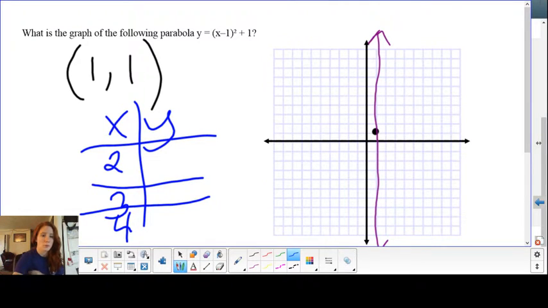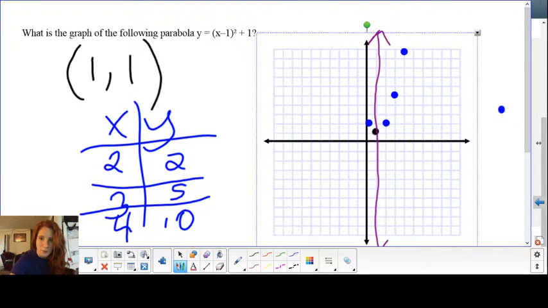So when I plug in 2, I get 2 minus 1, which is 1. 1 squared is 1. 1 plus 1 is 2. When I plug in 3, I get 3 minus 1 is 2. 2 squared is 4. 4 plus 1 is 5. When I plug in 4, I get 4 minus 1 is 3. 3 squared is 9. 9 plus 1 is 10. There we go. So I have a point at 2, 2, 3, 5, and 4, 10.